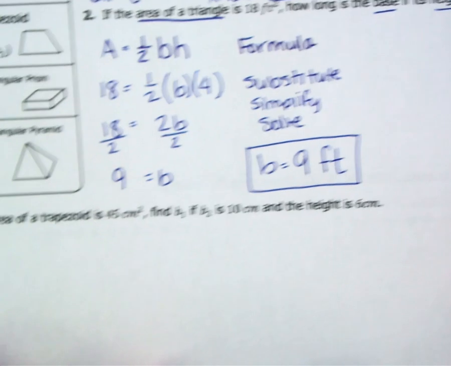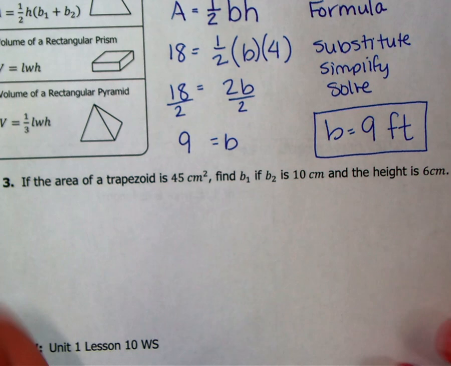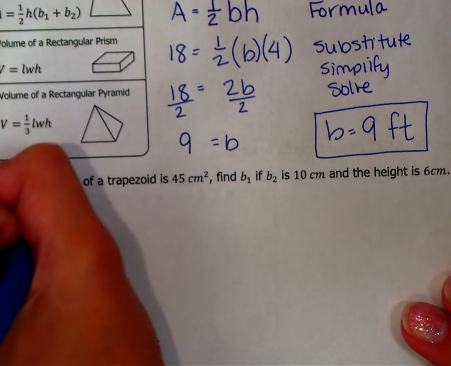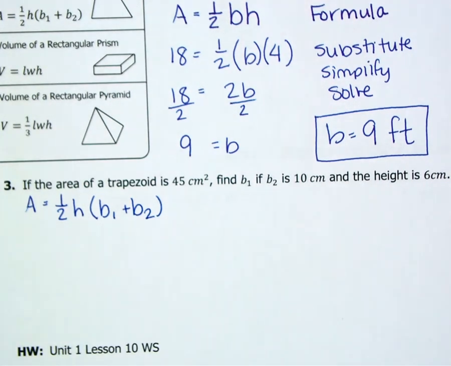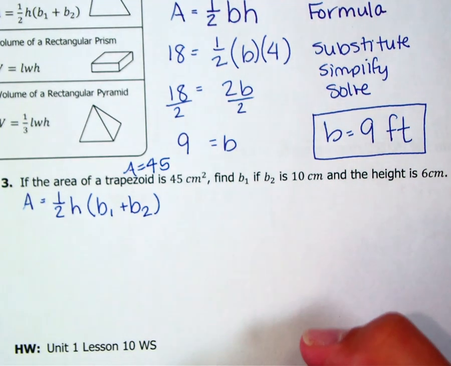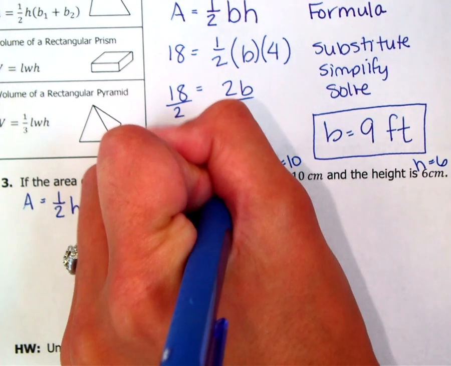All right, last one. If the area of a trapezoid is 45 centimeters squared, find B1 if B2 is 10 centimeters and the height is 6 centimeters. So, first, what are we finding? The area of a trapezoid, what's your formula for area of a trapezoid? Alright, it tells me that the area is 45. B2 is 10 and the height is 6. I'm finding B1.